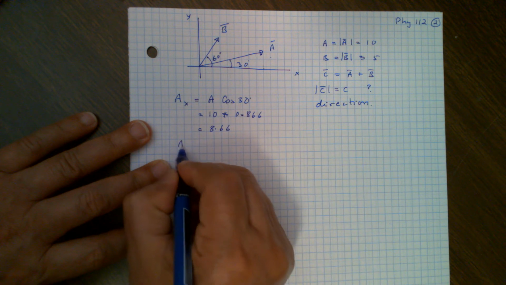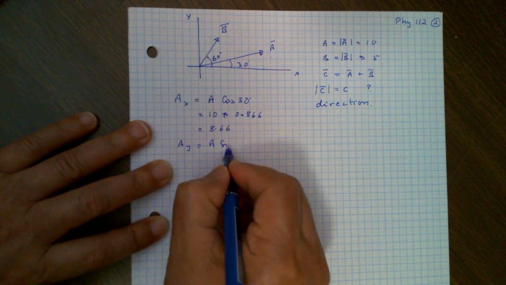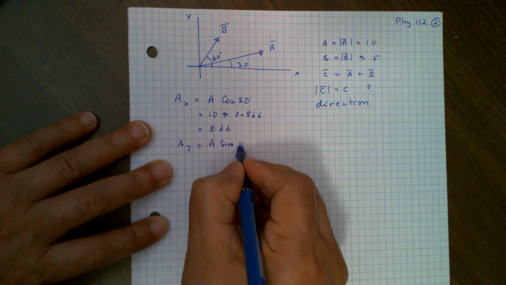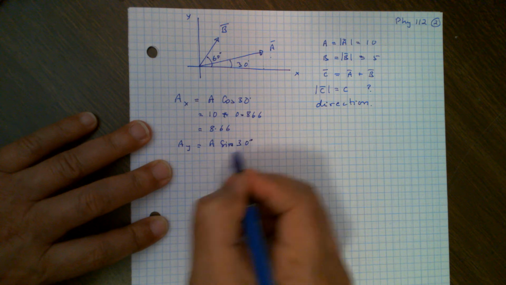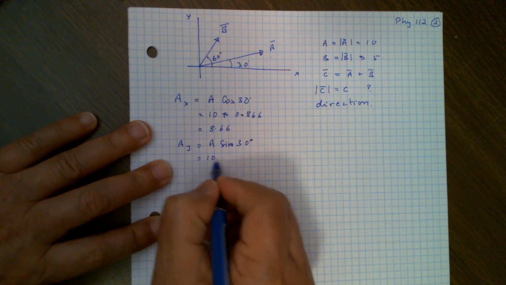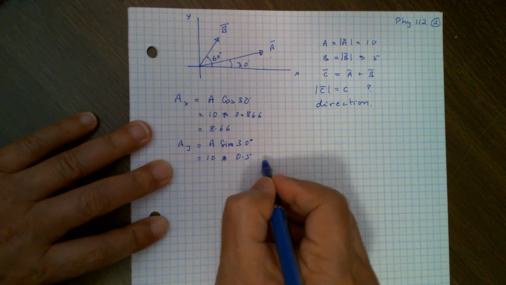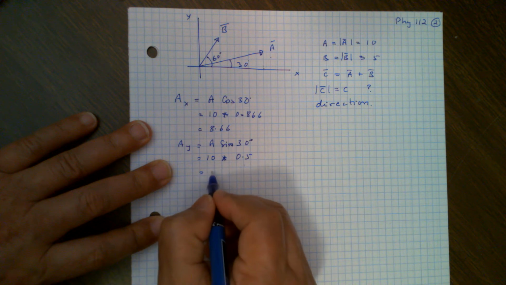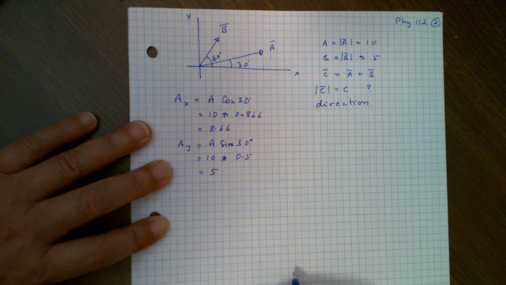Similarly, I can find AY. AY will be A times sine 30 degrees. And I know A is 10 and sine 30 is 0.5. That's why it's easy. So AY is just 10 times 0.5, which is 5.